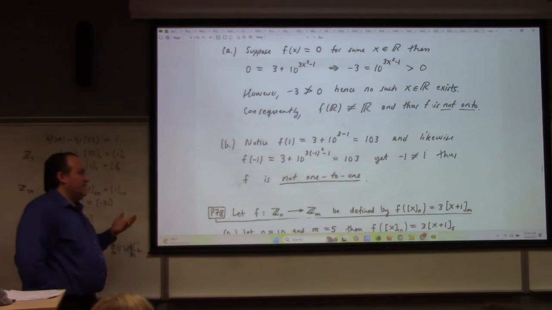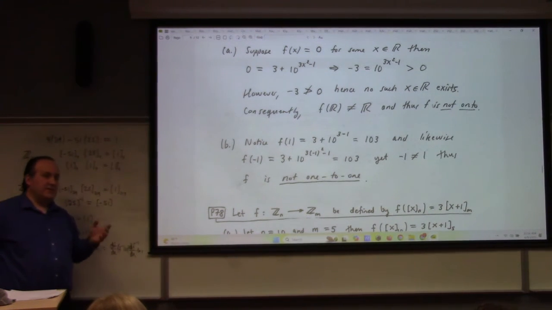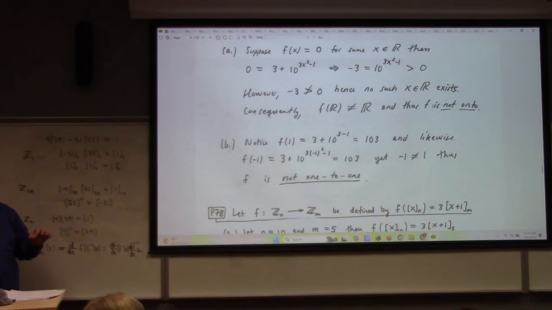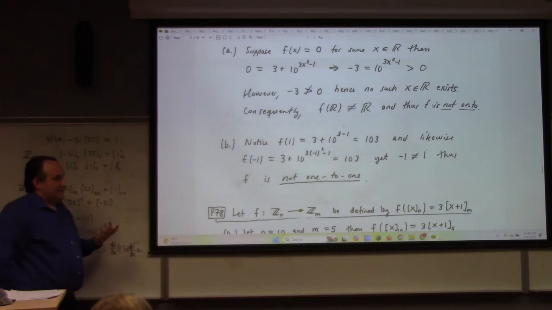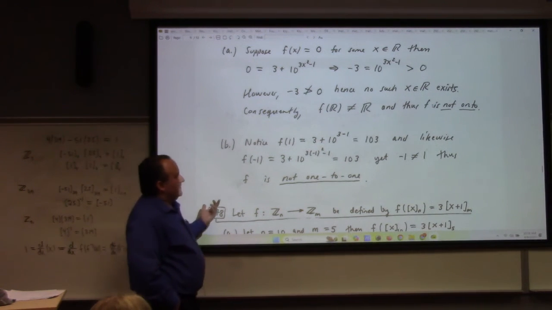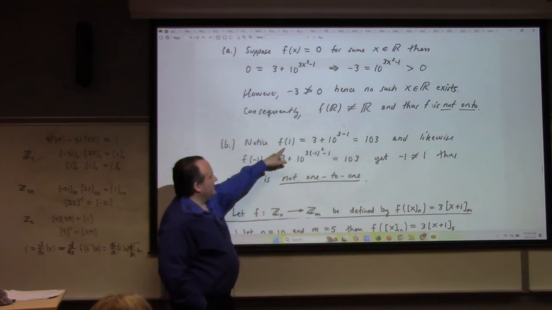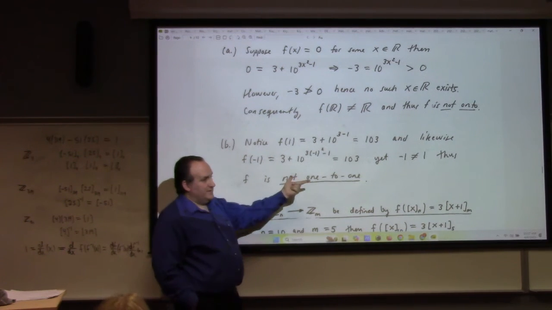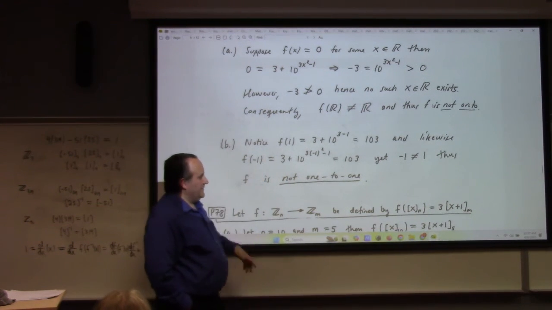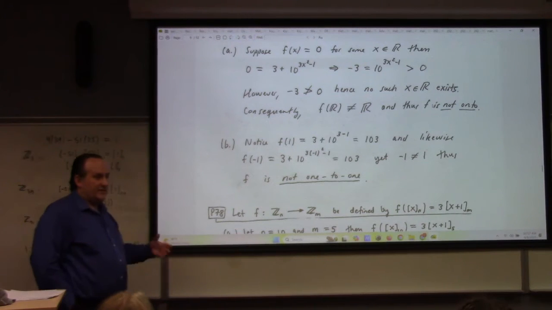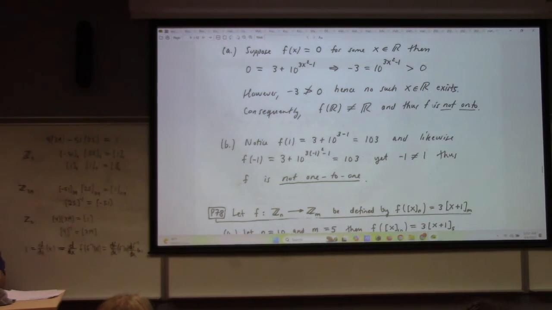The larger point here is when giving a counterexample, when showing something's not true, you need to give specific evidence, not a sort of general argument, all right? General arguments are not good for counterexamples, usually, especially in this class. This one, notice that f of 1 is that, and f of minus 1 is that. Of course, minus 1 is not equal to 1, therefore the function's not one-to-one, right? All it takes is finding a specific pair.